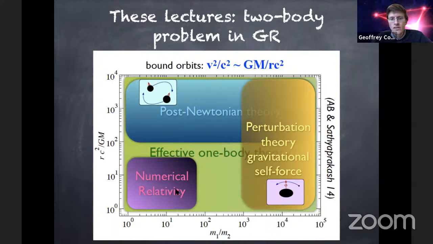So these three methods can also be used to create a waveform model, which is an effective one, called the effective one-body theory, where, as in Newtonian theory, you can reduce the two-body problem to a one-body problem. And then by using the information of the three methods, you can arrive at some overall waveform that is interpolating between these different regimes.